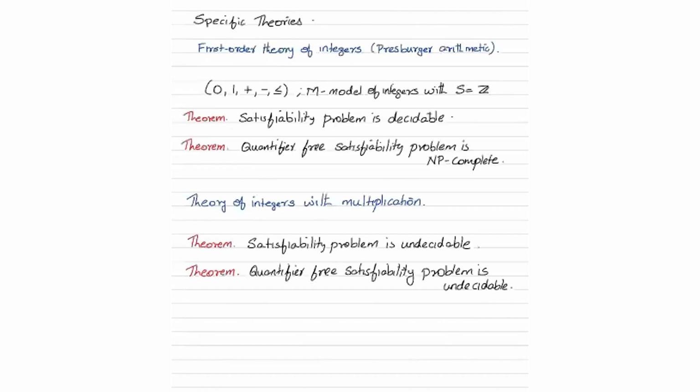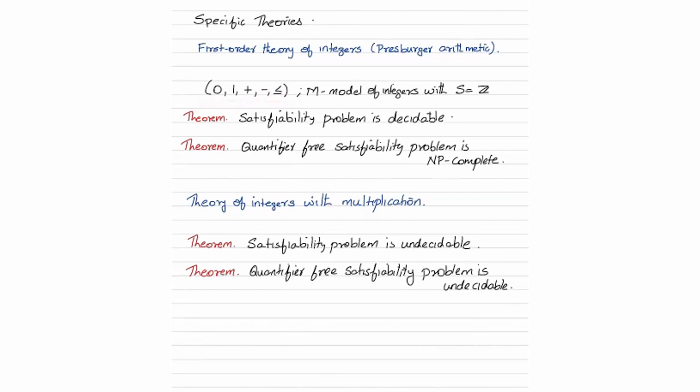So let me give you some examples. The theory of integers, the first order theory of integers. This is also called Presburger arithmetic. So what do we have? In the signature, you have the constants 0, 1. You have plus, minus, which is your addition, subtraction. And you have the relation less than or equal to. Okay. So it is a well-known result that the satisfiability problem for this theory, the first order theory of integers, is decidable.